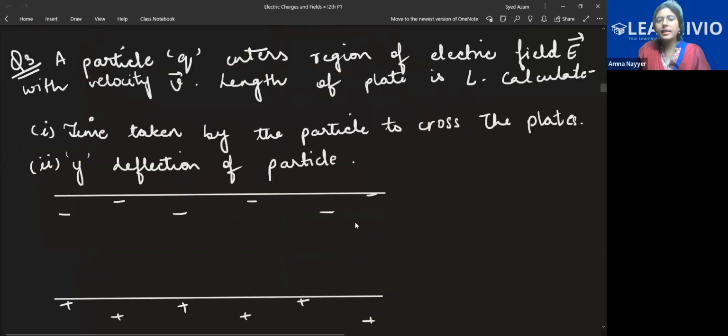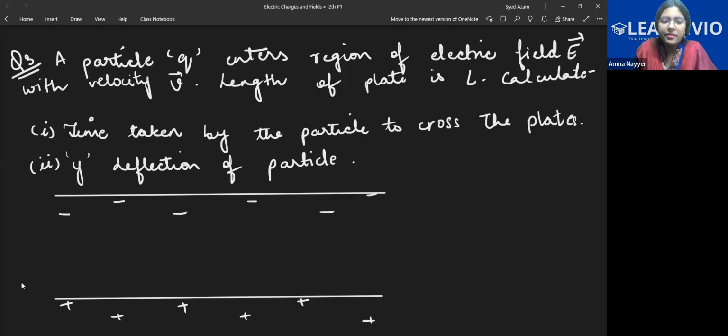See, this says a particle Q enters a region of electric field with the velocity v. The length of the plate is given. Now see, this is the particle Q. It has not mentioned whether it's an electron or a proton. So we will also take the charge as Q only. Speed is given this time, v, meaning the initial velocity is not 0, it is given as v. And it is saying the length of the plate is L. So calculate the deflection. First is time taken. Time taken we have practiced. We'll do this again. And second says deflection.